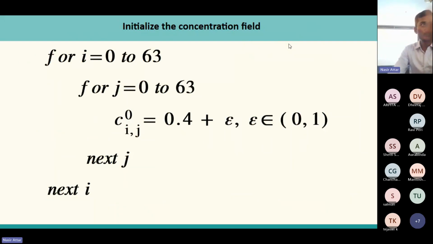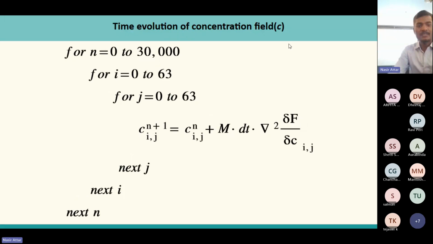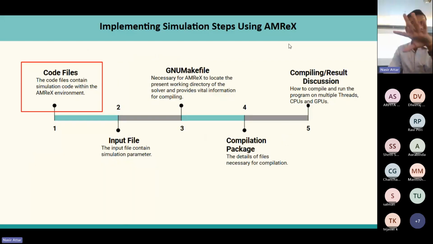After that, we need to initialize the concentration. For that, you can use this for loop, and AMReX takes care of it. The actual solver job is as simple as just taking the values and iterating over all those discrete points. As simple as that. After that, we need to iterate these values 30,000 times, and that is the time evolution of the concentration field. Okay. Now the second part is over.